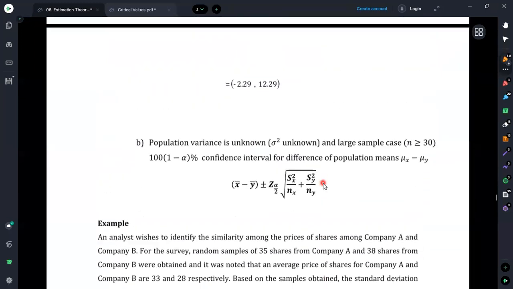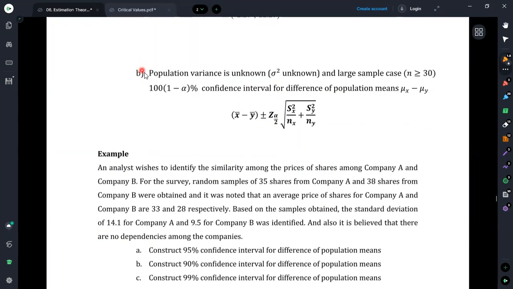Here we'll consider part B under this large sample case with independent samples. Suppose you have two independent populations with unknown population variance, but the samples are still large. Rather than saying n greater than 30, we'll take nx greater than or equal to 30 and ny greater than or equal to 30.